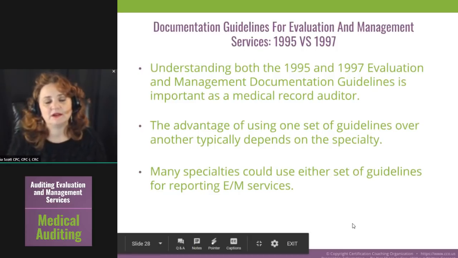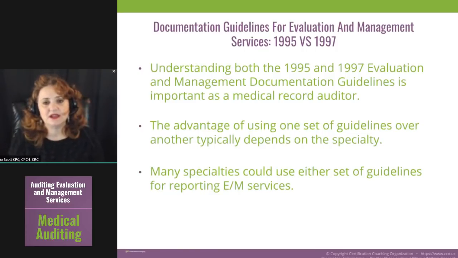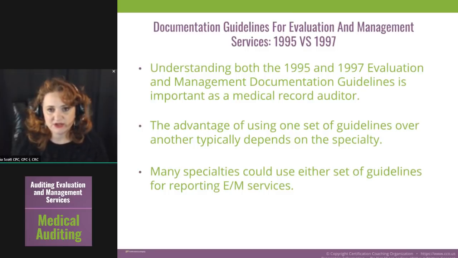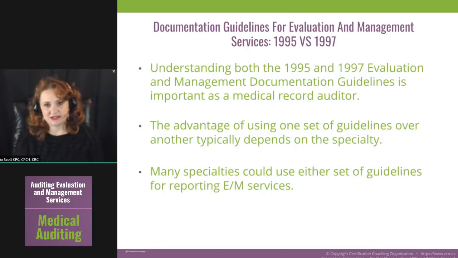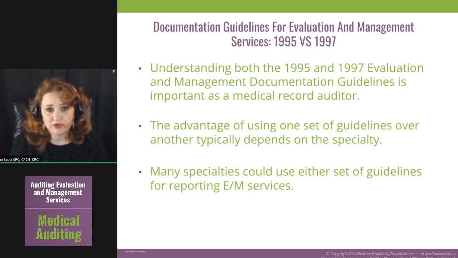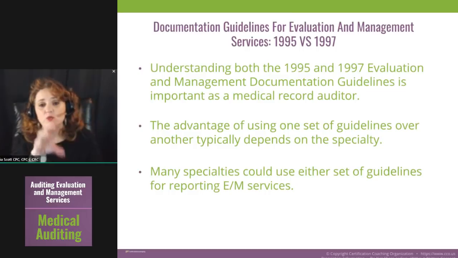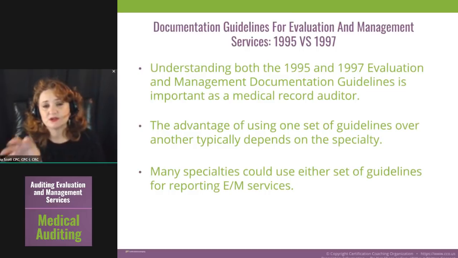Now we're going to talk about the different types of E&M service guidelines that we can use. They are 1995 versus 1997. So we say 95 or 97, of course. And we need to know as auditors both the 95 and the 97 E&M documentation guidelines, because the provider is allowed to pick which one, 95 or 97, works best for them, for their services.